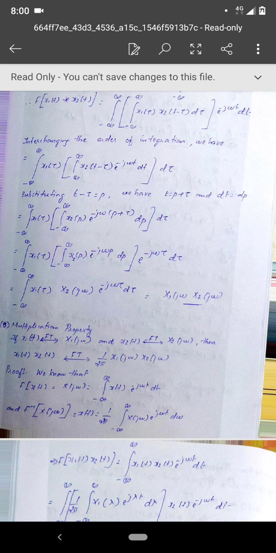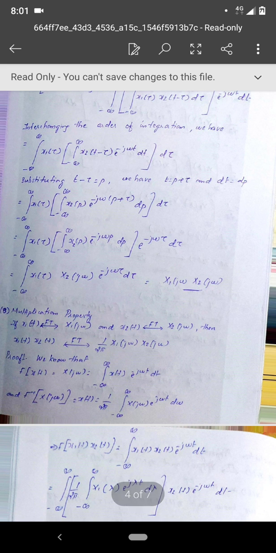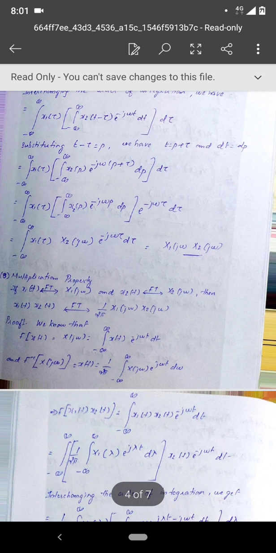And what are the remaining terms? The remaining term is the integration from minus infinity to infinity of x1 of tau e raised to minus j omega tau d tau. Again, tau is a dummy variable, you can anytime replace that tau with t. So that is nothing but x1 of j omega. So the Fourier transform of two signals convolved in the time domain, that is x1 of t convolved with x2 of t, is nothing but x1 of j omega multiplied by x2 of j omega.